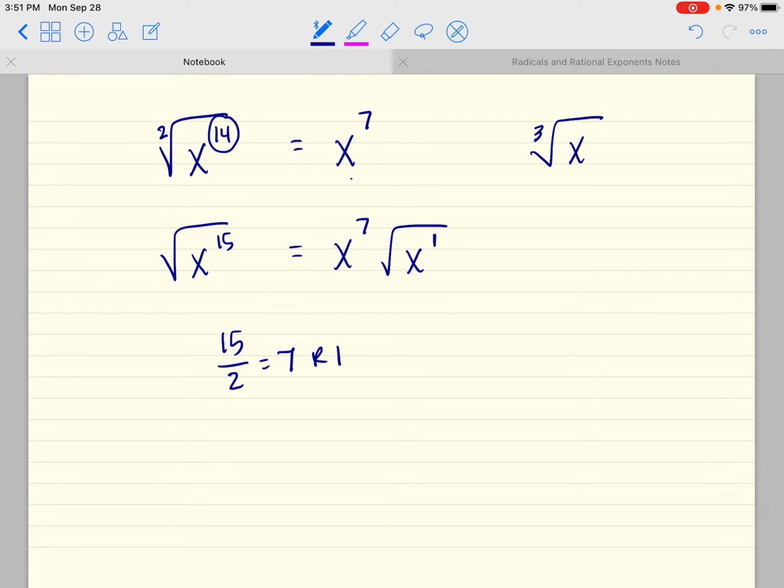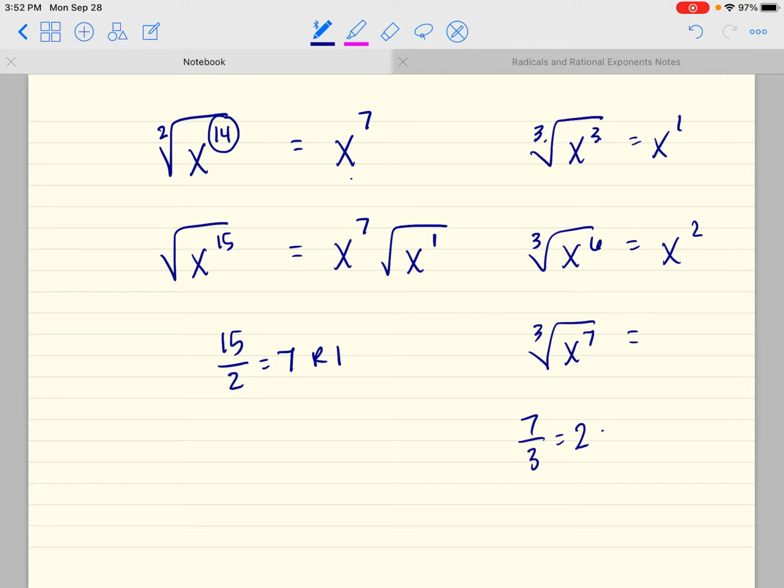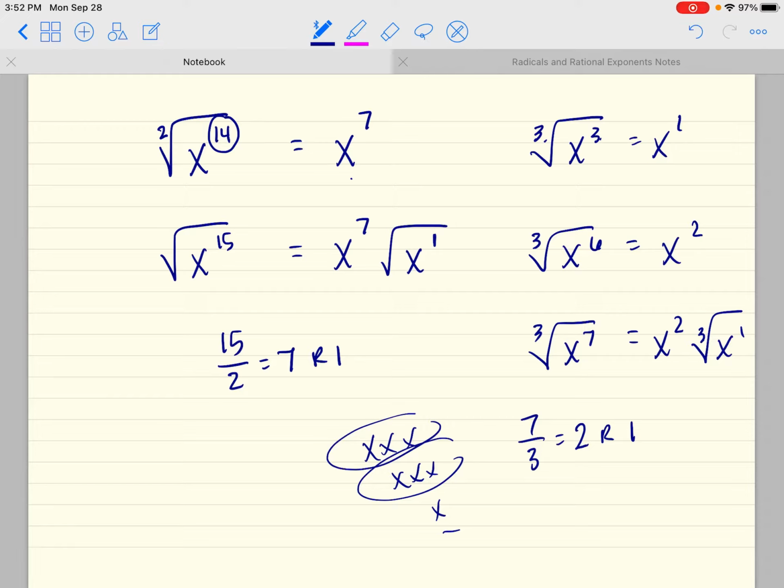If there was the cube root of x cubed, that's going to be x, because 3 divided by 3 gives us 1. Or the cube root of x to the 6th would be x squared. And if it was the cube root of x to the 7th, well, 7 divided by 3 goes in twice with a remainder of 1. So we'd have an x squared still coming out, and then we would have left in the cube root an x to the first. Now again, if you wanted to just take the 7 x's, 1, 2, 3, 4, 5, 6, 7, and say here's a pair, here's a pair, here's a leftover, that's totally fine.